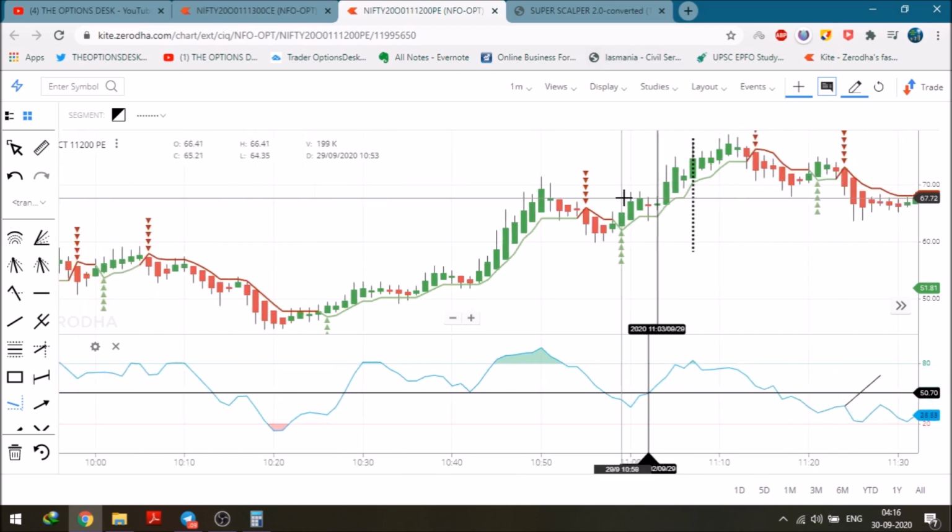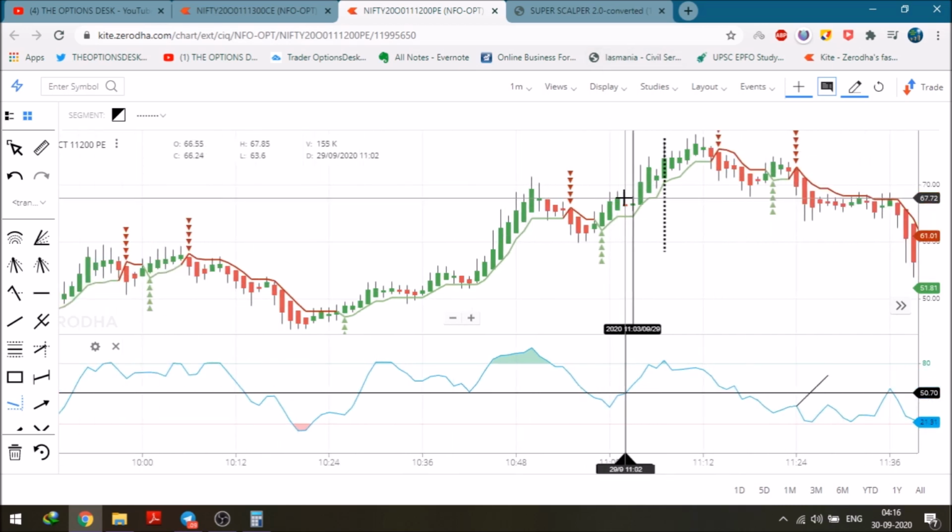If I take 5 trades, and 5 of them hit the stop loss of 2 rupees and 5 hit the profit of 5 points, then I'm still getting a profit of 15 points. We'll share with you how the profit comes.